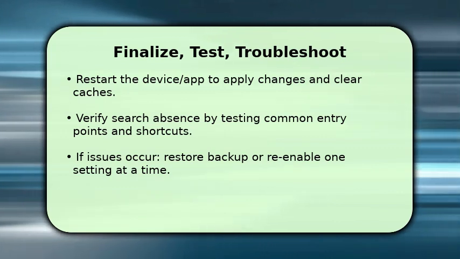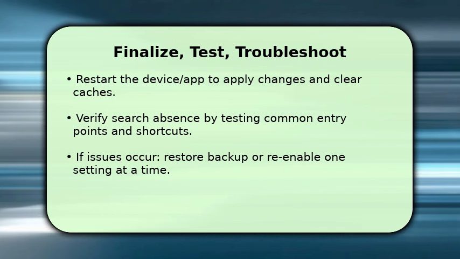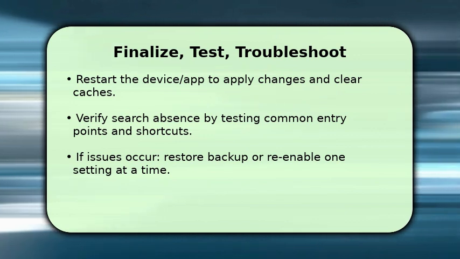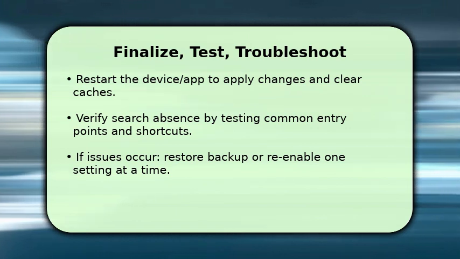Once restarted, test all entry points: home search, in-app bars, shortcuts, to confirm search is gone. If you hit broken links or crashes, revert using your backup or re-enable one permission or component at a time to isolate the cause. A key troubleshooting tip: clear app cache before restoring settings, and only restore the minimal.